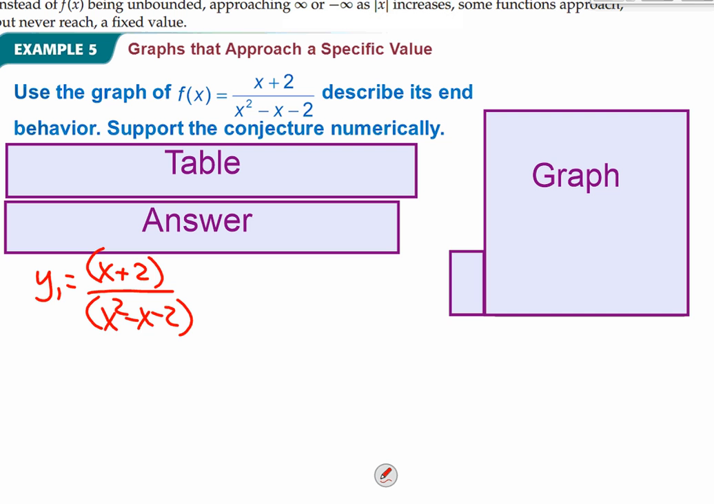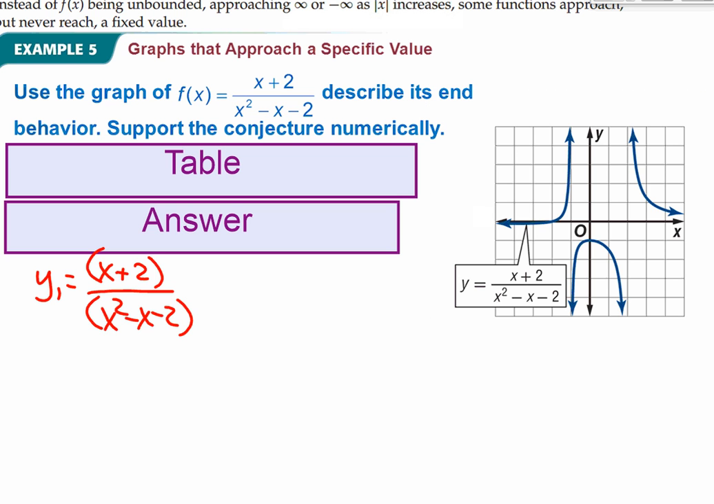And I don't know what a good window is. What did you use as a window? Negative 10 to 10? Yep. A window of negative 10 to 10 looks like a pretty decent window. It might be a little hard to see exactly what's happening as x goes to negative infinity. And you might notice as you look at this graph, and here's the book author's graph, and it's not great. The book author's graph looks like it goes below the x-axis, but I believe it does not. And we'll support that with our table as we go.